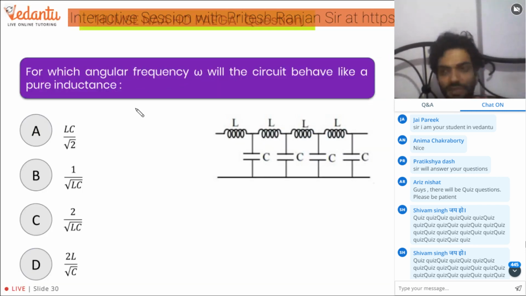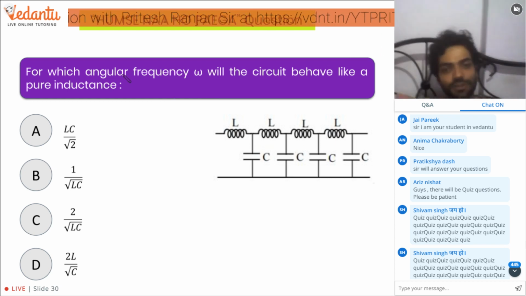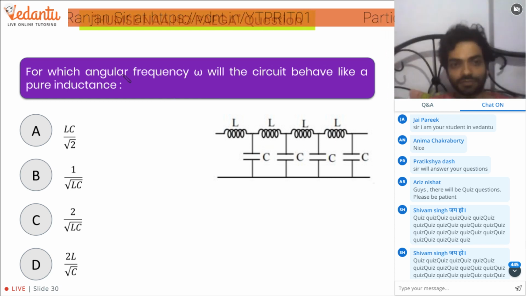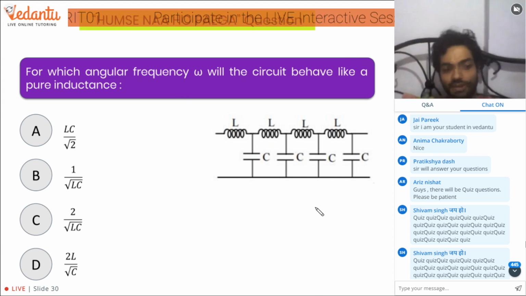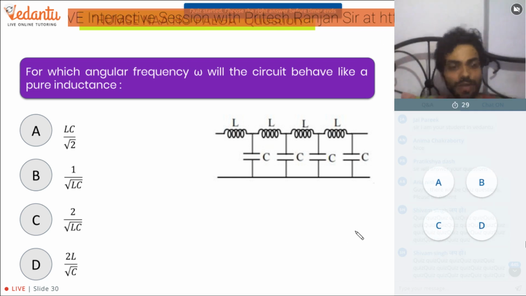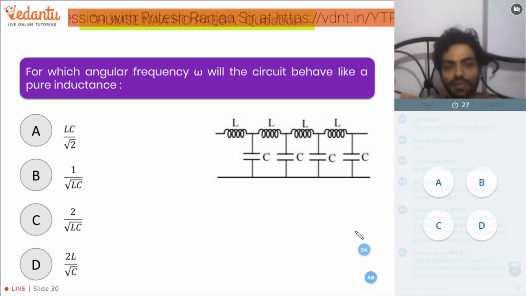So this was our previous problem that I introduced at the start of the lecture. Let's have a quick answer for this. I'm starting the quiz, so you all can answer accordingly. For which angular frequency omega will the circuit behave like a pure inductance?